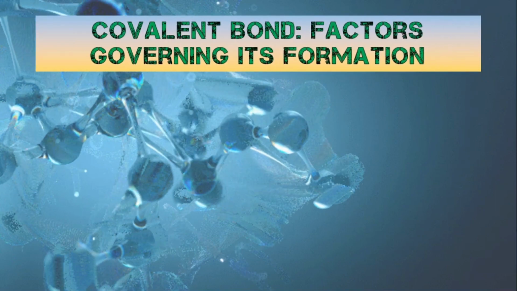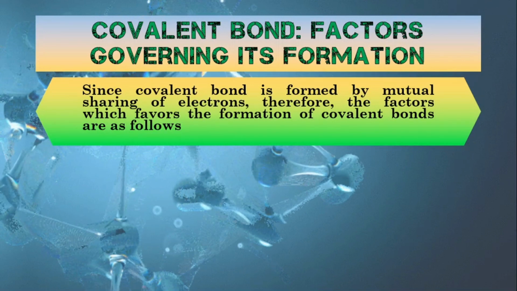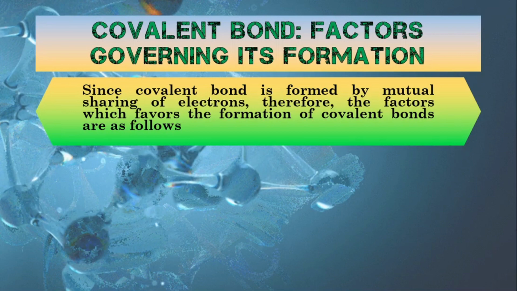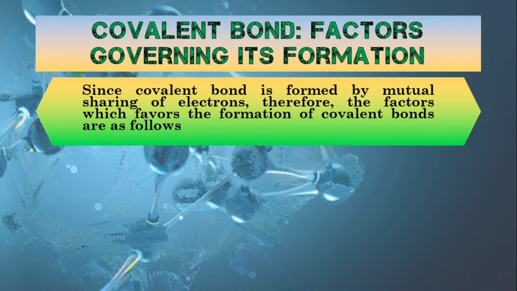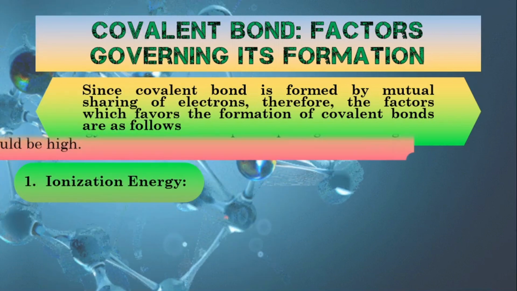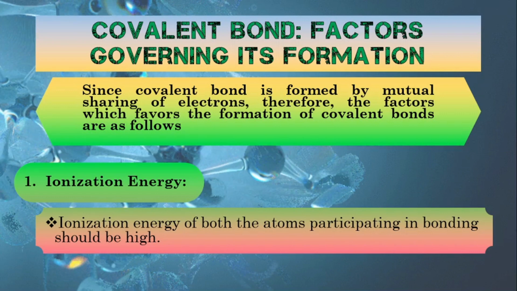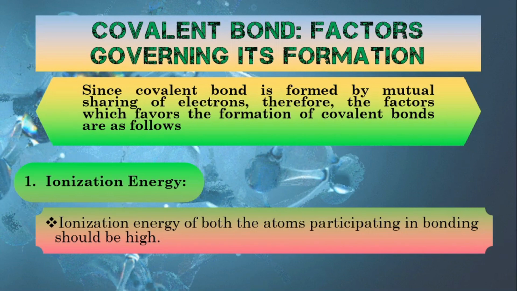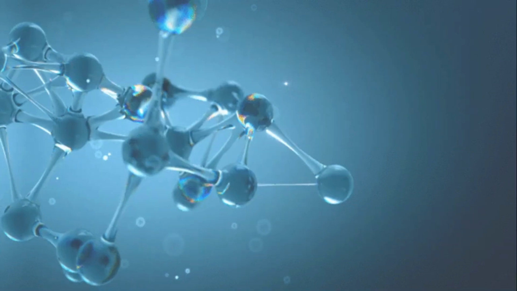So what are the factors governing the formation of the covalent bond? Since a covalent bond is formed by mutual sharing of electrons, the factors which favor the formation of covalent bonds are as follows. First, ionization energy. The ionization energy of both the atoms participating in bonding should be high.